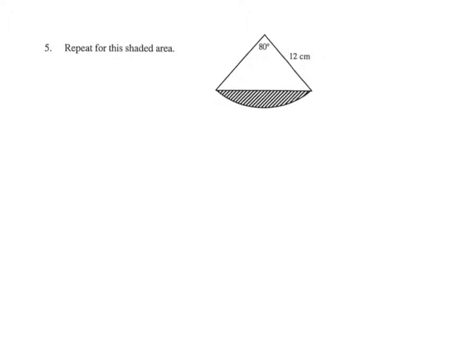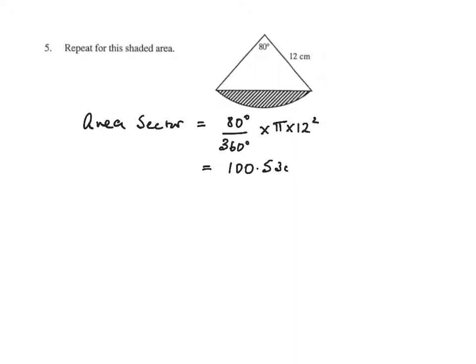So we're going to do exactly the same thing for this. The first thing to do is to work out the area of the sector, and that was angle over 360 degrees multiplied by pi multiplied by 12 squared, which gives us 100.53.